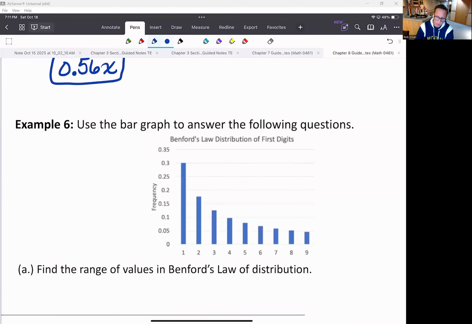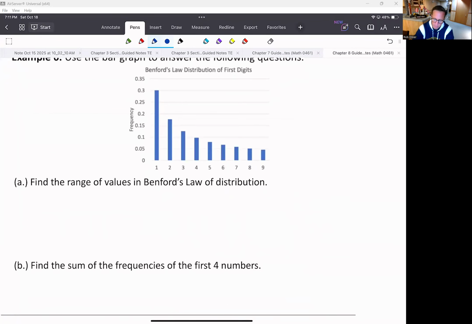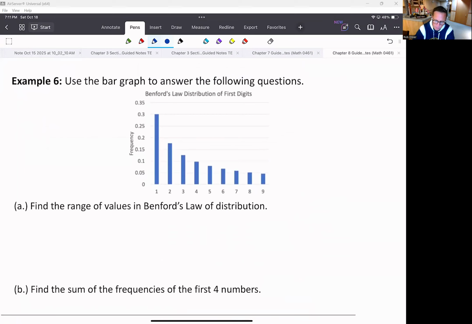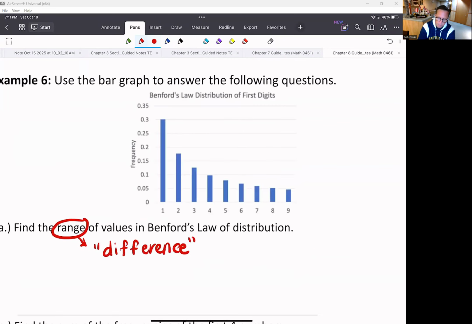There it goes. Use the bar graph to answer the following questions. Find the range of values in Benford's law of distribution. All right, so range, in case you're wondering, vocabulary-wise, just means difference. And what does difference mean? That means subtract, right? So subtract those numbers.